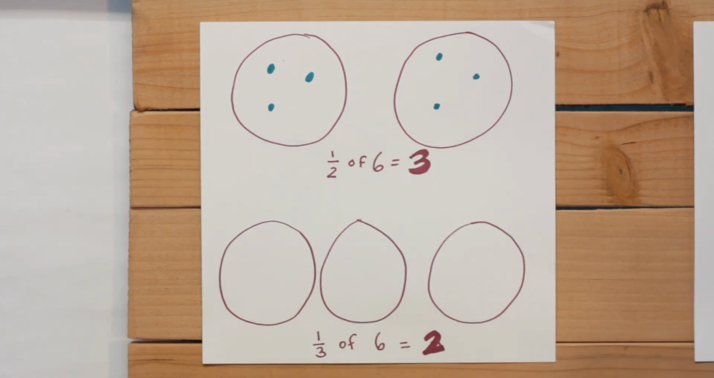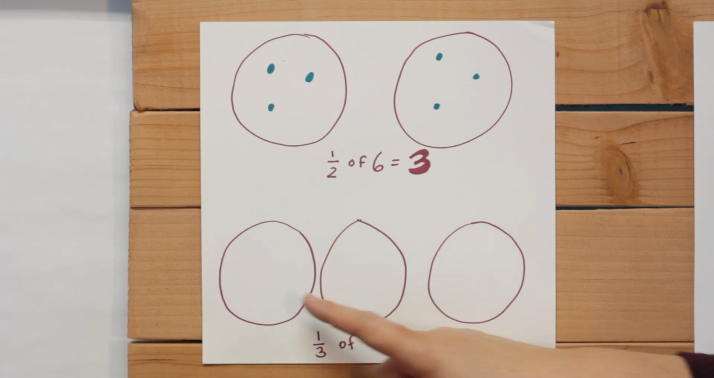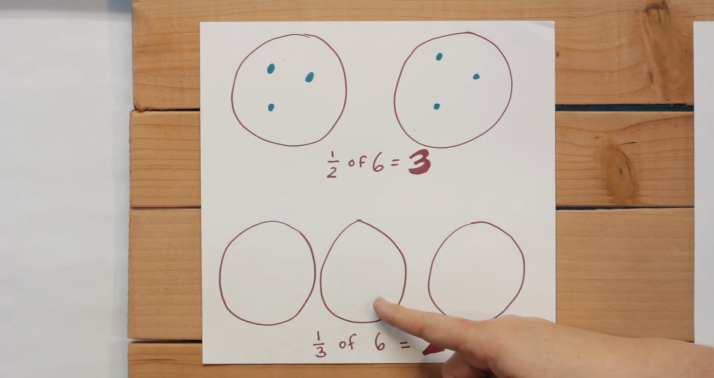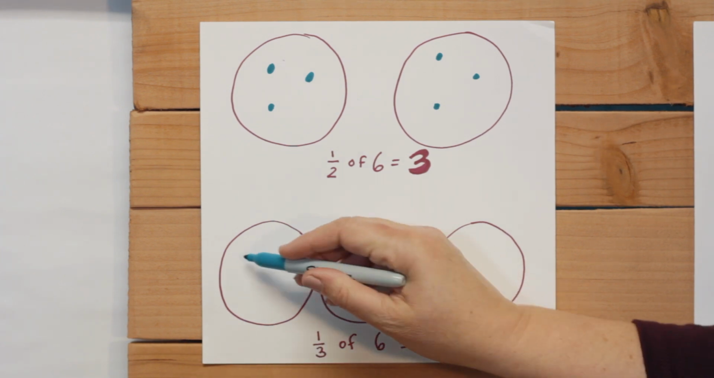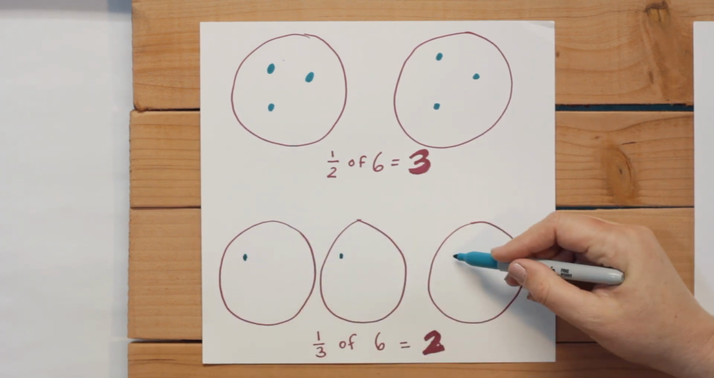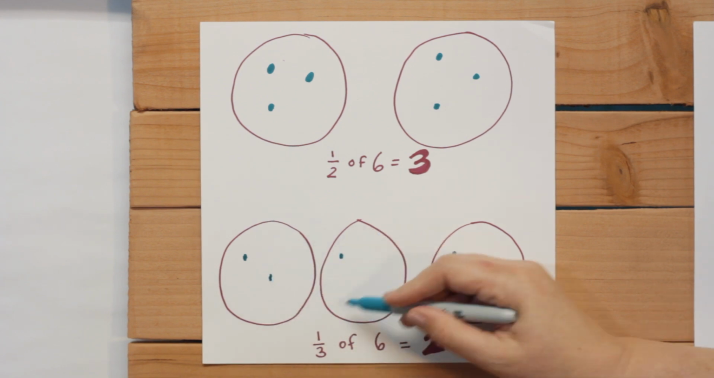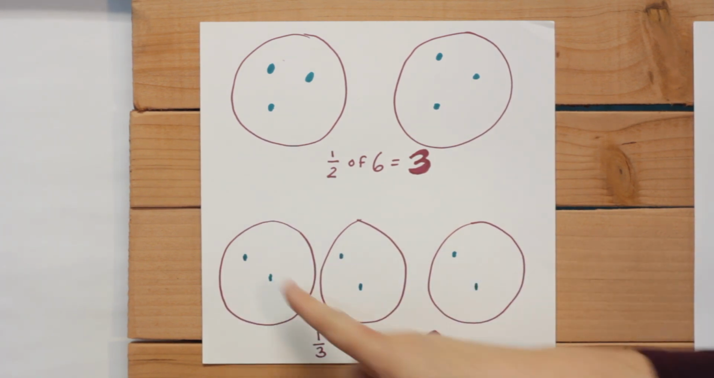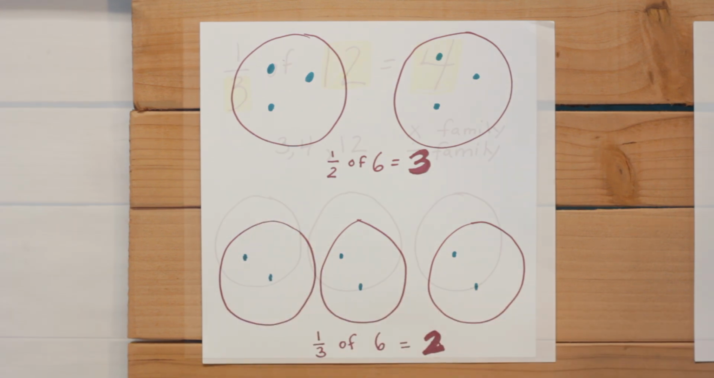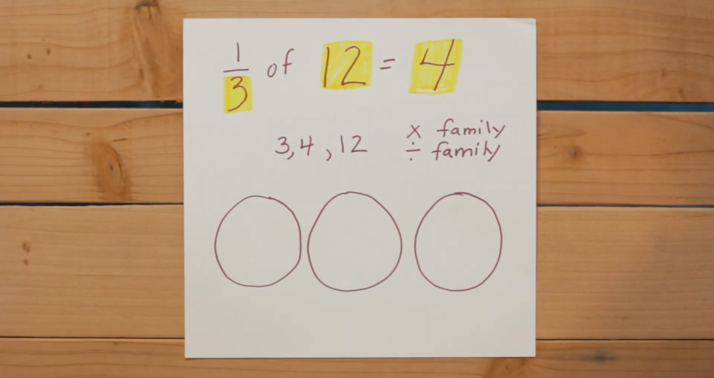Then I'm going to take the same number, 6 dots, but now I'm going to divide them into 3 parts. So we're going to find the 1/3 of 6. 1, 2, 3, 4, 5, 6. So 1/3 of 6 is 2. So you have found the fraction of a number.